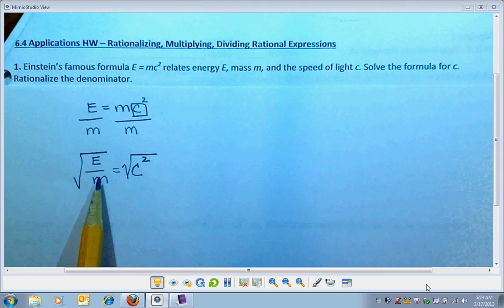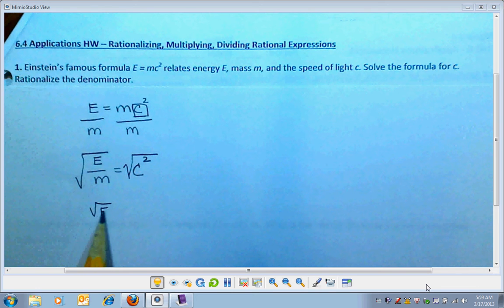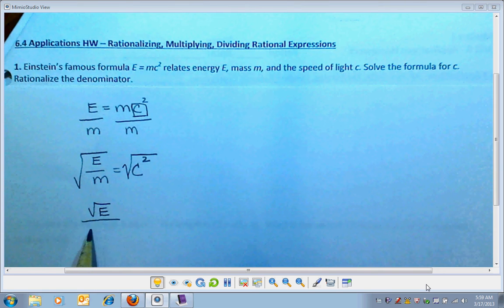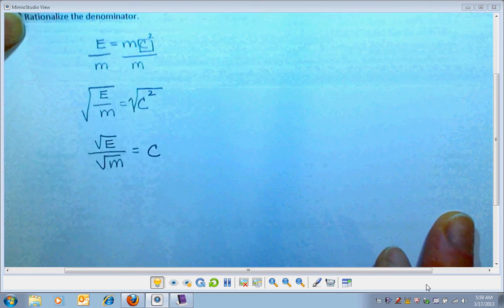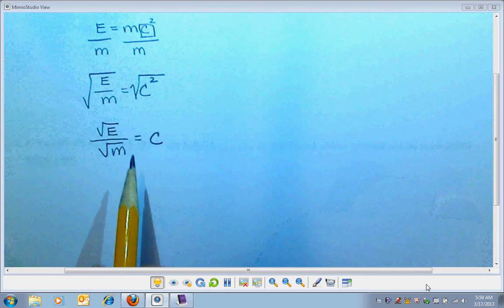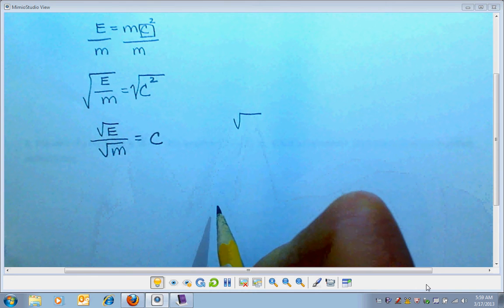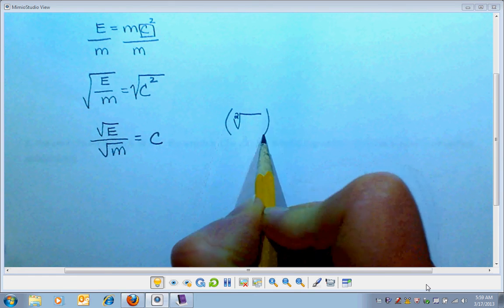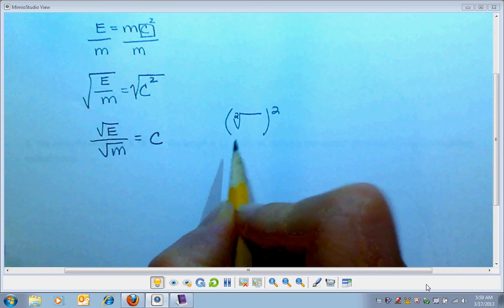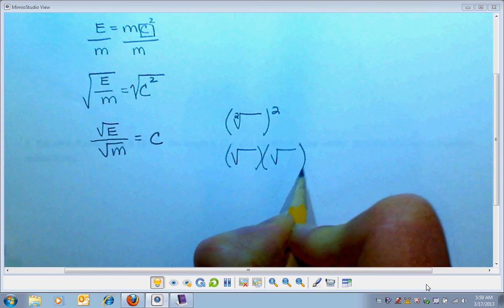So I have a denominator underneath the radical. I can't have that. I have to rationalize. This is the same as the square root of E divided by the square root of m, which equals c. So I cannot have a square root in the denominator. So in order to get rid of a square root, I have to square it, which is the same as taking the square root times the square root.